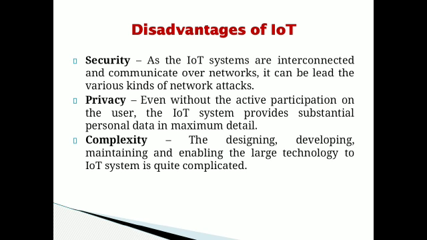Disadvantages. Very important concepts: security, privacy, complexity. As IoT systems are interconnected and communicate over networks, it can lead to various kinds of network attacks. And privacy: even without the active participation of the user, the IoT system provides substantial personal data in maximum detail. And complexity: designing, developing, managing and enabling such large technology for an IoT system is quite complicated.